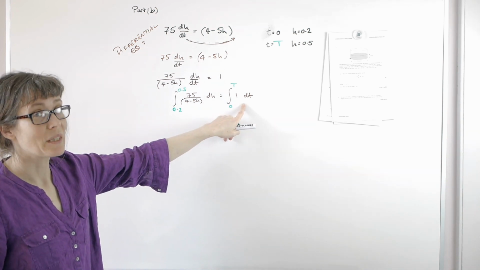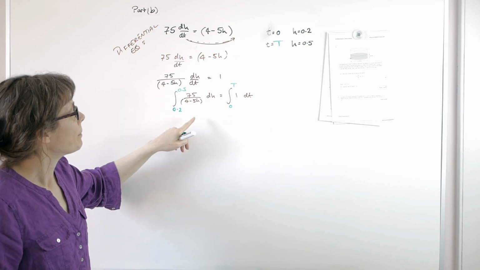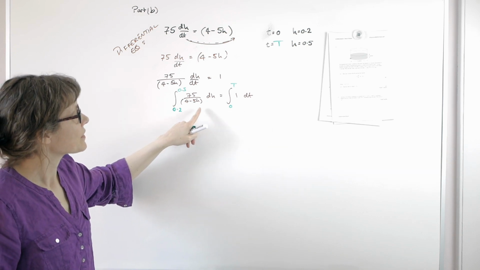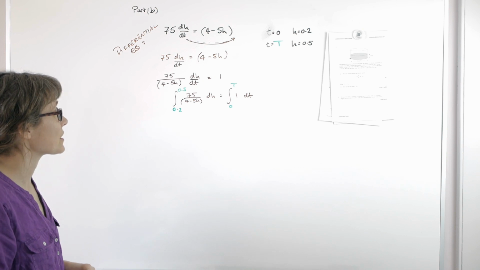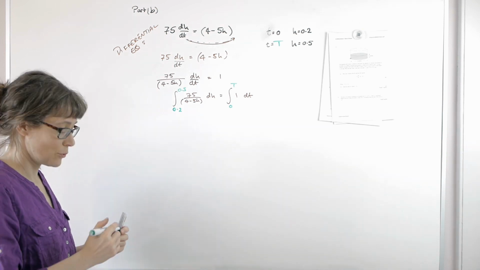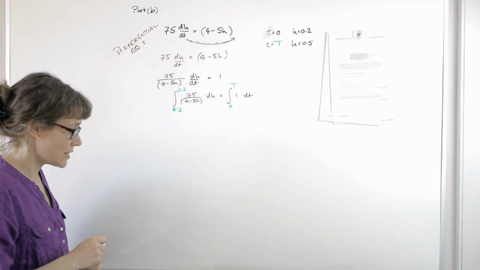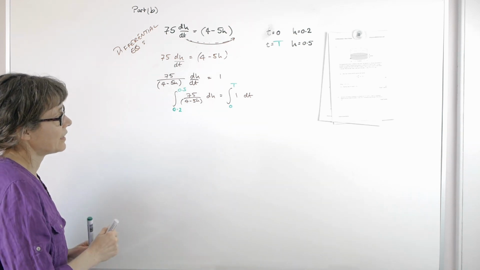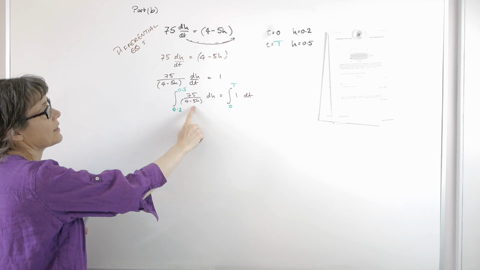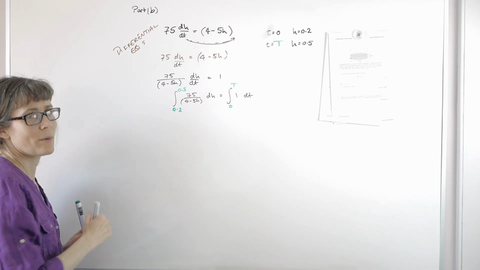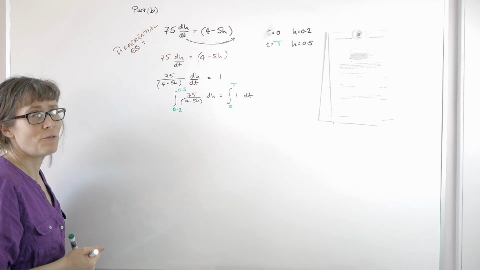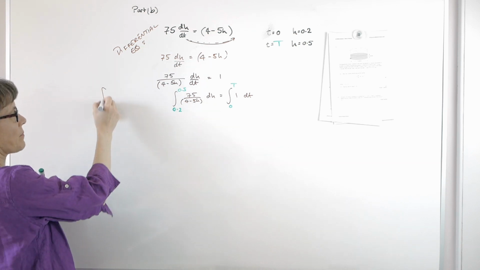This side would just be t, and on this side you'd get something more interesting. So that might be a quicker way to do it. If you want to, you can go ahead and do that. Either way, we've got to integrate. So you might notice this left hand side, this 75 over 4 minus 5h, is of the form 1 over something.